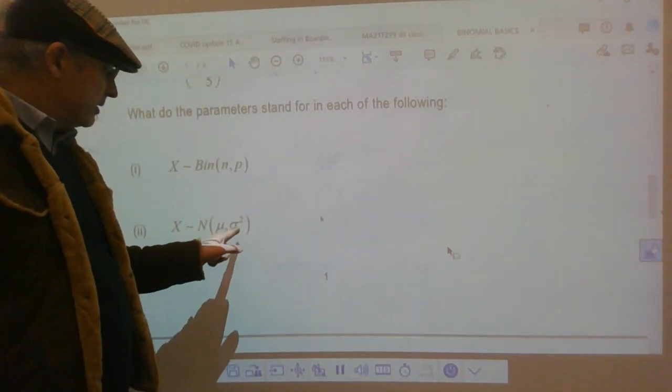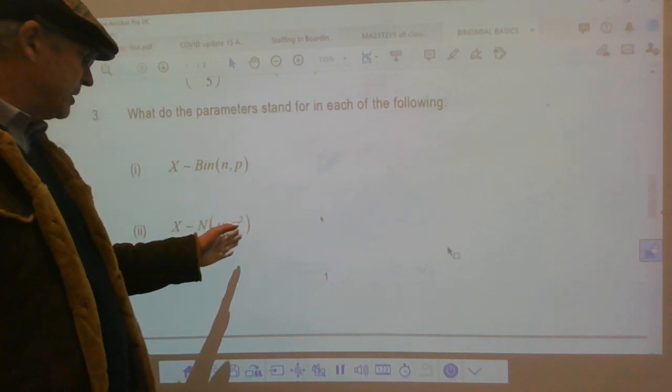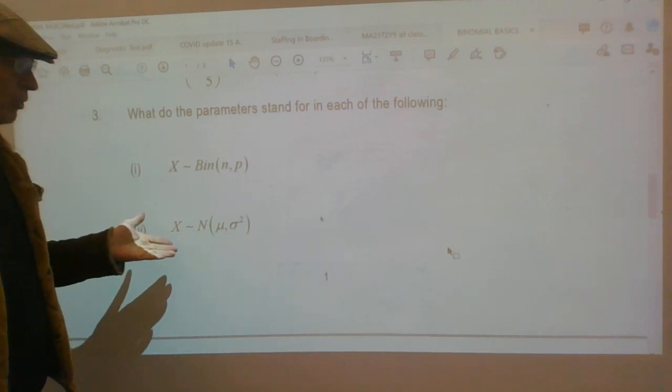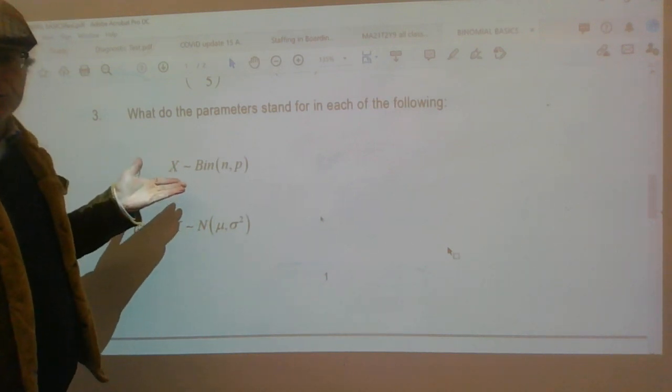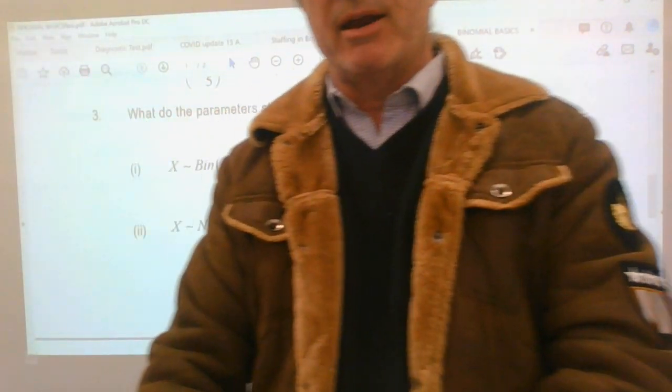Mean, variance, standard deviation squared for this. This is binomial distribution. This is a normal distribution. This is a discrete random variable. This is a continuous random variable.